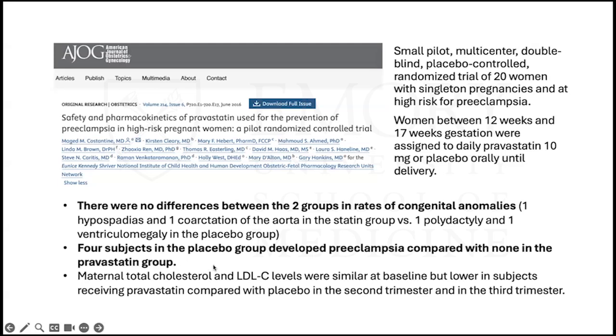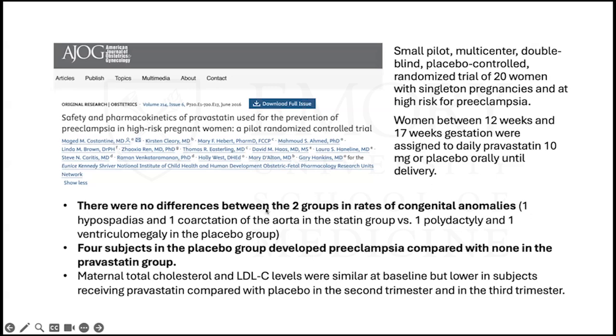But as a secondary outcome, they also looked at the safety profile of using statins in pregnancy in general. And what they found was that when they looked at congenital anomalies, there was no difference between the two groups in the rates of congenital anomalies.